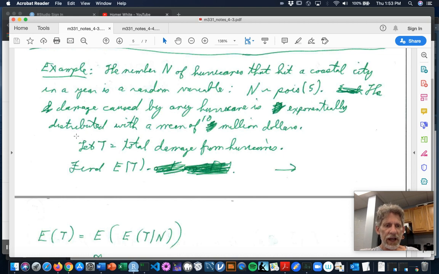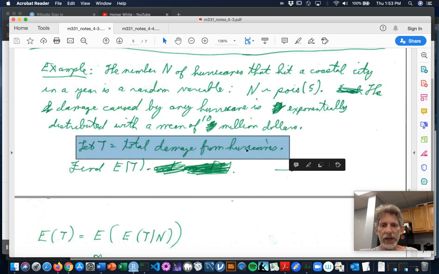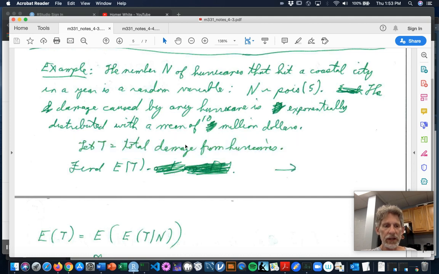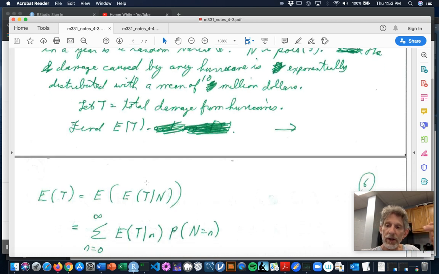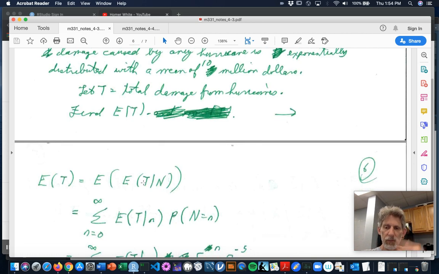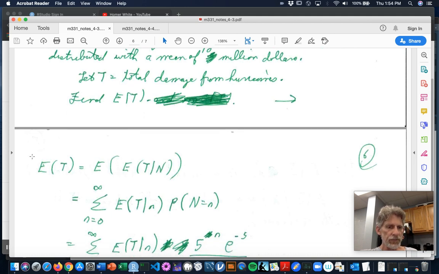So let's let capital T be the total damage from hurricanes. You have your hurricanes, however many, each one does its damage, and you add up the damages. That's capital T. Could we find its expected value? Well, you can use this conditional expectation, this law of total probability for expectations, even when one of the random variables is continuous. In fact, we'll find in section 4.4 you get the same law even when both of them are continuous. It's the same idea and the same basic-looking proof. So let's go ahead and use it.